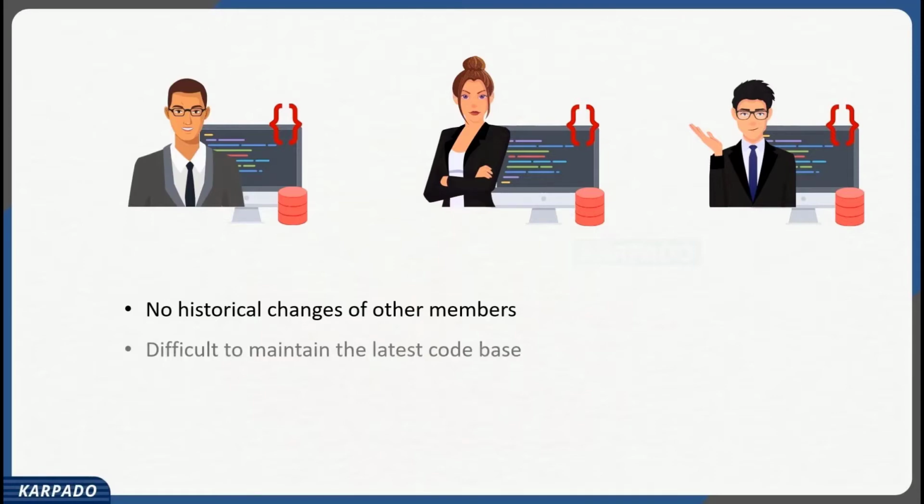Another problem is it's difficult to maintain the latest code base. Whenever somebody makes a change, they need to let other developers know that they've done that change and that they need to copy that code into their local machine as well. So to have latest version of the code in all the computers. This is of course practically impossible, especially when you have multiple team members working on a single code base. And things would become even more complicated if two people happen to work on the same exact file.